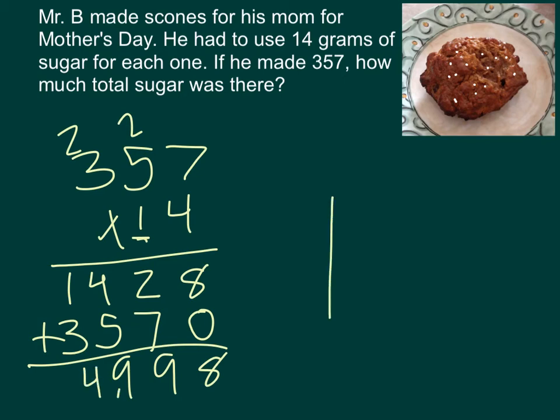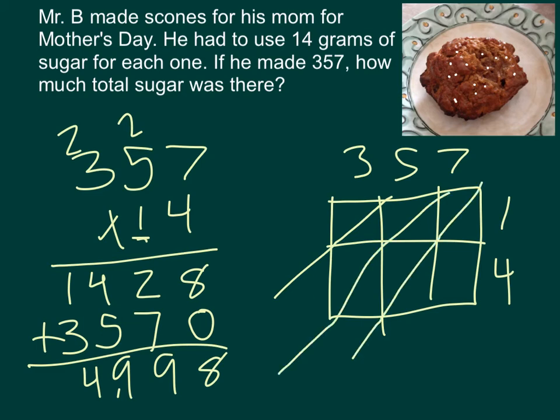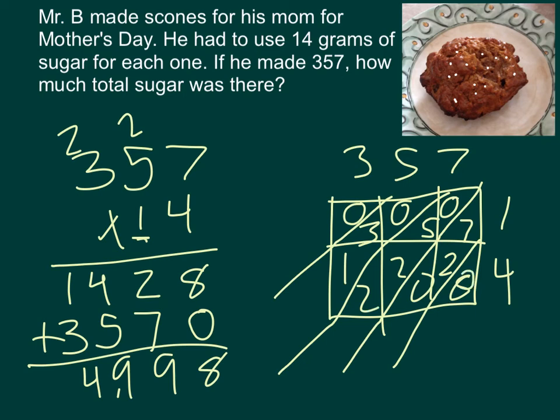Let's check it with lattice. Here's my box. 357, 14. Divide the box up. Taking good, careful concern on the diagonals. Okay, so across the top I will have 0, 7, 0, 5, 0, 3, and 28, 20, and 12. That's neat. I was having trouble with zeros the last time, and now I'm having 8. So 8, 9, 9, 4. So I got my same answer. 4,998.